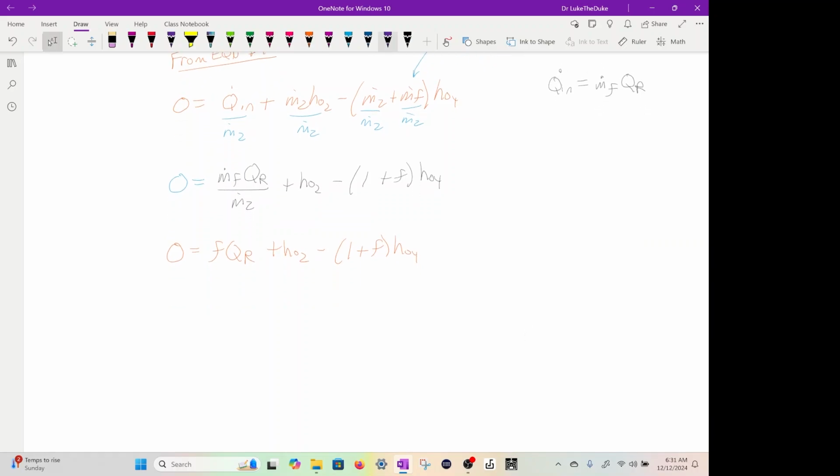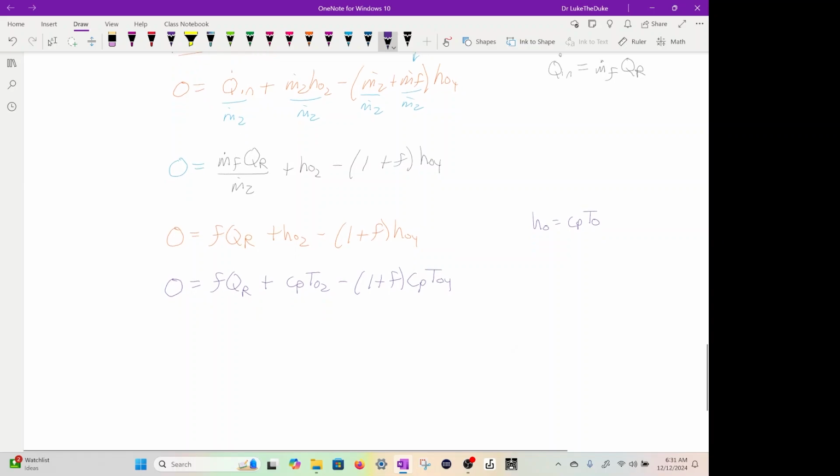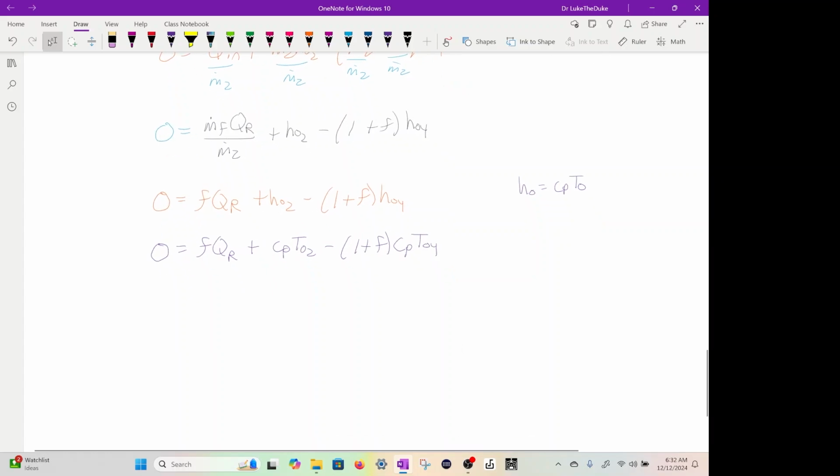And now remember we define h naught as Cp T naught. So we have 0 equals f QR plus Cp T naught 2 minus 1 plus f Cp T naught 4. All right, we're making progress, because if you remember from previous steps, we have T naught 2. And most of the time T naught 4 is given, QR is given, so you can rearrange this and solve for f.